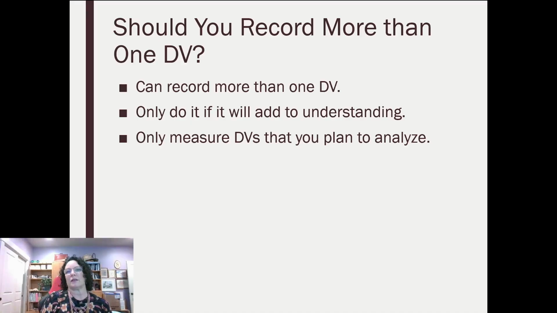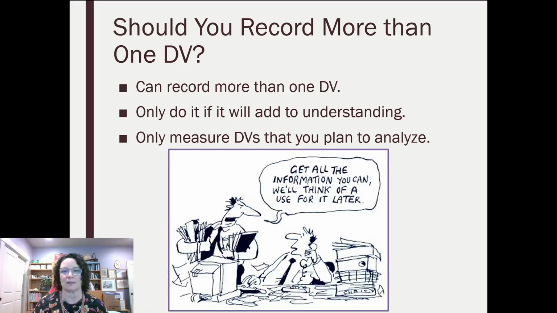And we can always call this first study. Maybe we've got 10 participants under our belt and we say, you know what, this is going to be study 1, or this is pilot data, or this was us learning what needed to be done. Add it in if it makes sense, but don't just stick it in there because it might make sense. Get all the information you can. We'll think of a use for it later. That is not a good policy when doing research. You want to always have a goal.